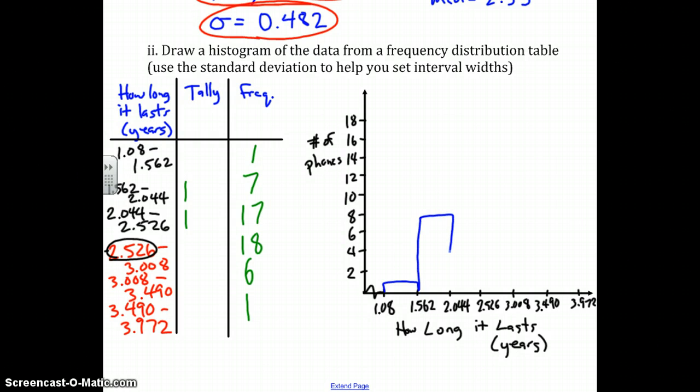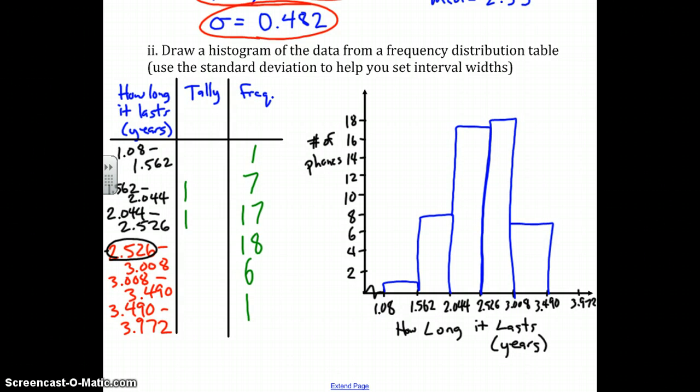This is just going to be kind of approximate. So 7. Next one is 17. Next one is 18. No, this isn't looking so good. The next one beside it is 6. And the next one is 1.